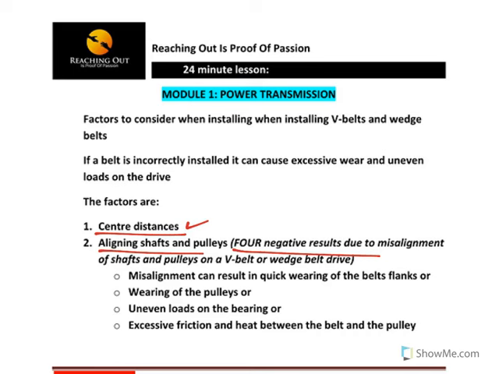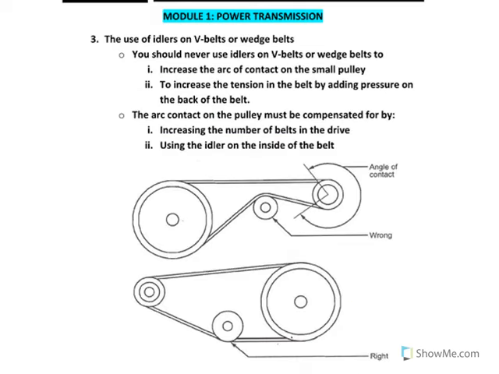Misalignment can result in quick wearing of the belt flanks. That's the first one. The misalignment can result in wearing of the pulleys, in other words, wear and tear of the pulleys. Uneven loads on the bearing, that's what it can cause. It can also cause excessive friction and heat between the belt and the pulley. This is an exam question and I want you to master it for number 2.